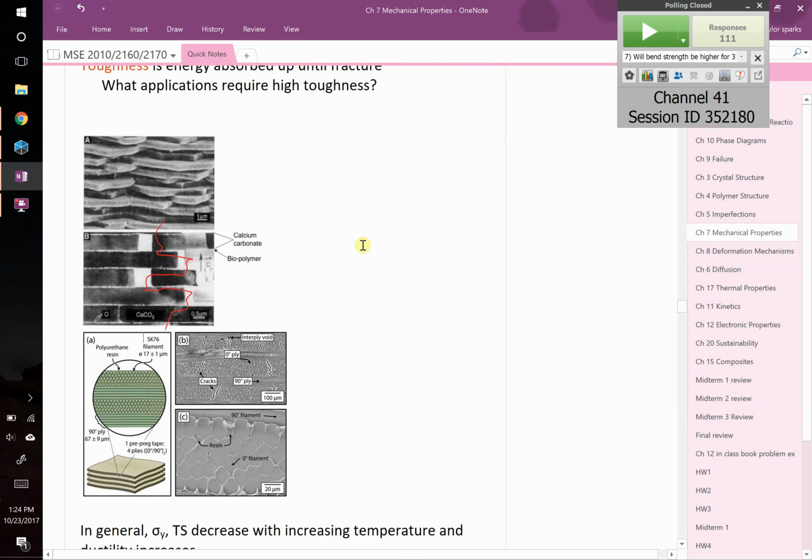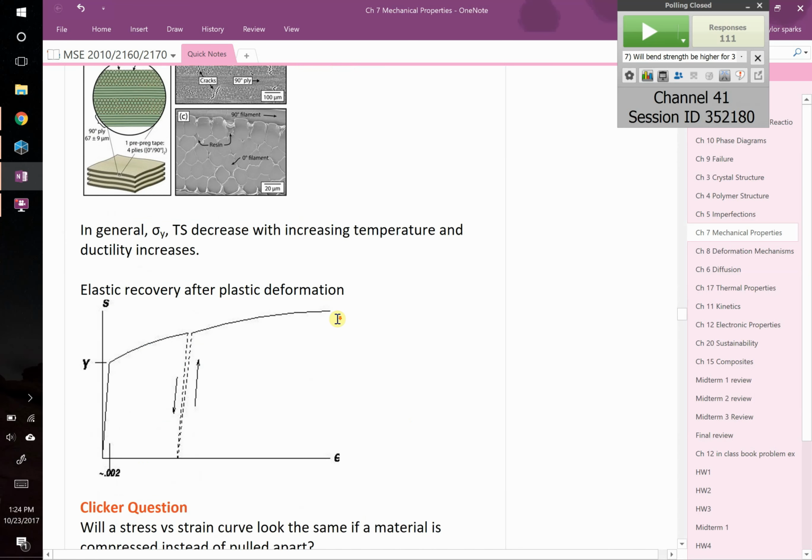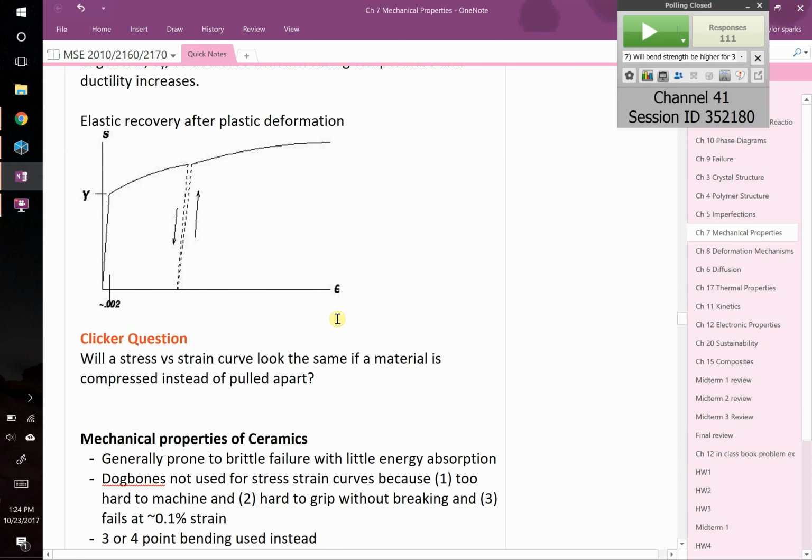So people that design bulletproof vests have taken lessons from this. They make hard layers. They put really elastic layers between them that are going to absorb more energy than the hard layer. And by making layered materials like that, you can make a material that absorbs a ton of energy, okay?